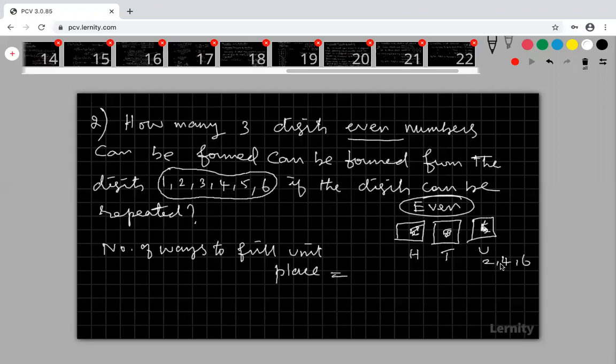Okay, so therefore here it is 2, 4, 6. There are 3 ways. I am filling my unit place with these 3 numbers. So there are 3 ways.